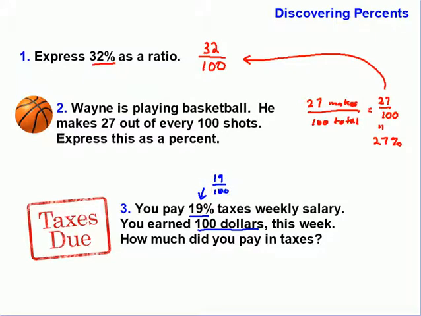Now, if you earned $100, and for every $100 you earned, you were supposed to pay, and that's what our ratio says, right? For every $100 you earn, you pay $19. If I earned $100 and I pay 19 out of every 100, then I'm going to have a ratio of 19 to 100. So how much did I pay in taxes? I paid $19 in taxes because I earned $100.